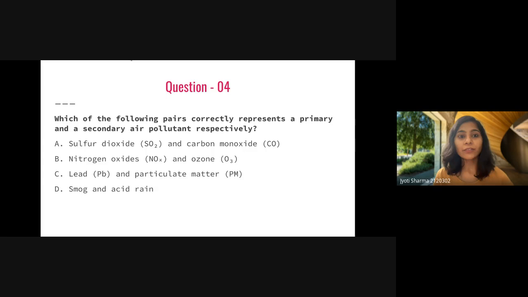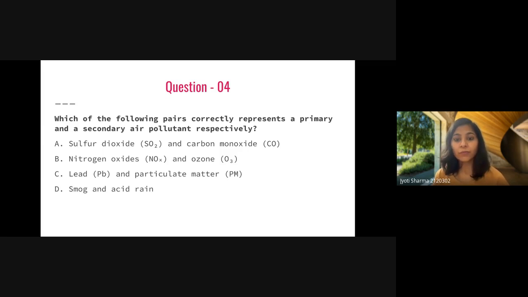So I'm starting with a very basic question. We have air pollutants, and we have categorized them into two categories. One is primary pollutant, and the other is secondary pollutant. You have to tell me which example refers to the primary pollutant and which refers to the secondary air pollutant. I have four options here. The first is sulfur dioxide and carbon monoxide, then nitrogen oxide and ozone, then lead and particulate matter, then smoke and acid rain.